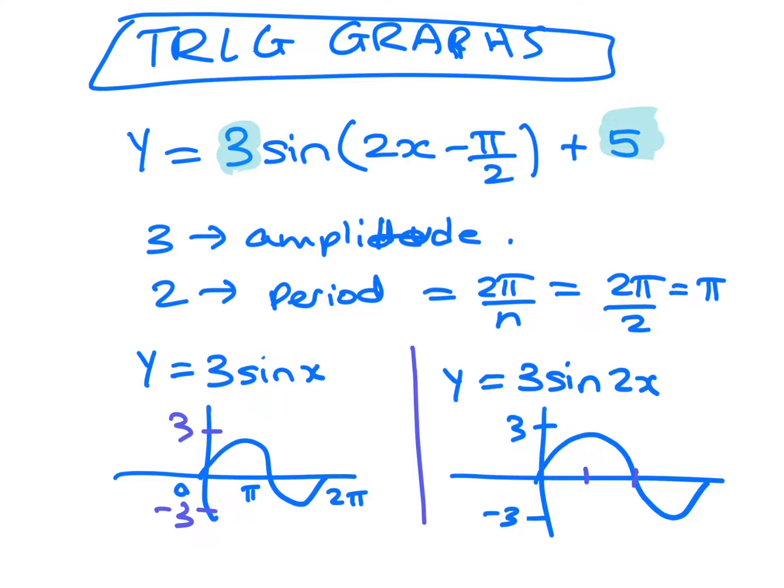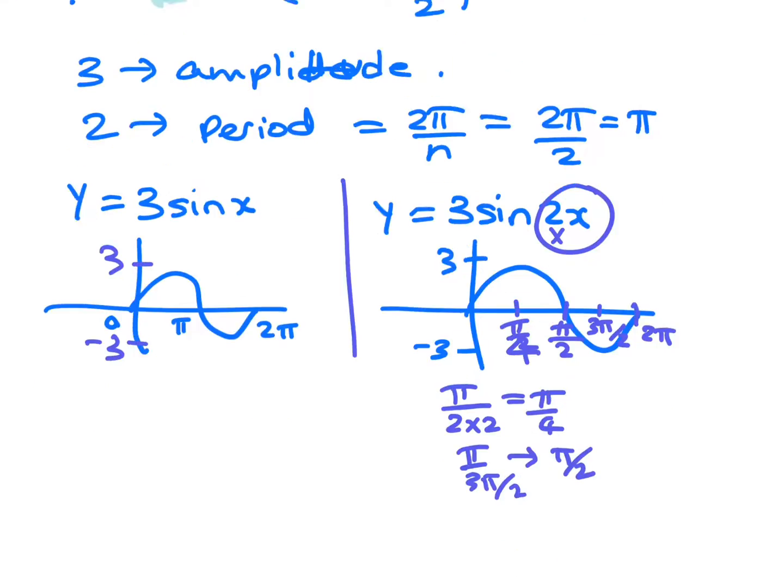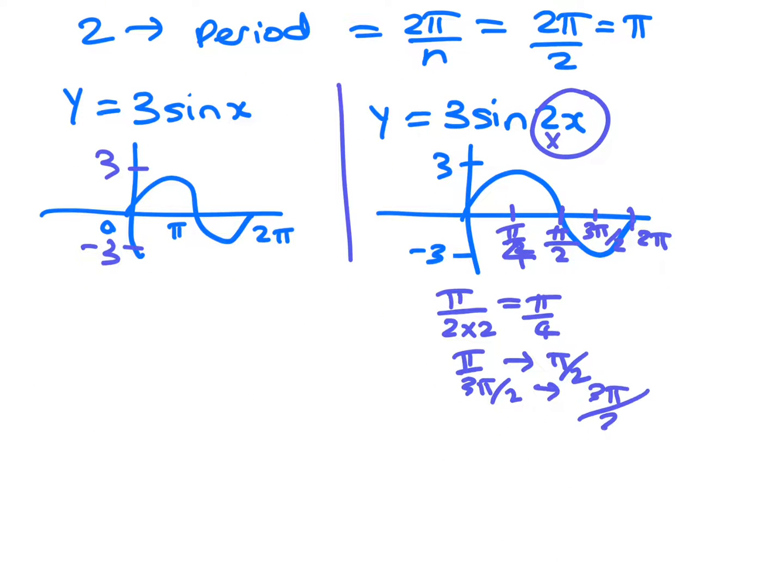And what will happen is, normally, it's pi on 2 and 3 pi on 2. The way the 2 will affect it is that you divide all the x's by 2. So this one here will become pi on 4. The pi on 2 will become pi on 4, the 3 pi on 2 will become 3 pi on 4, and the 2 pi will become 2 pi on 2, which is pi.